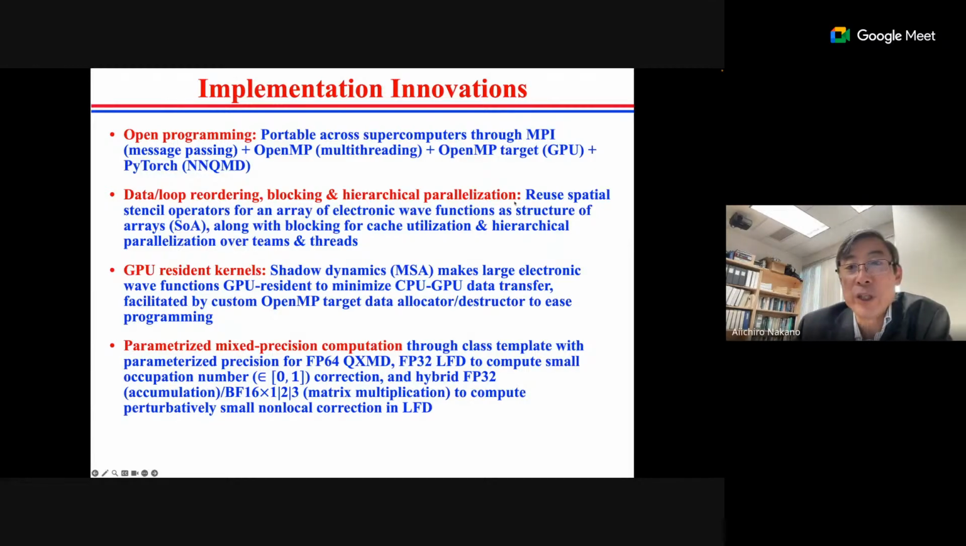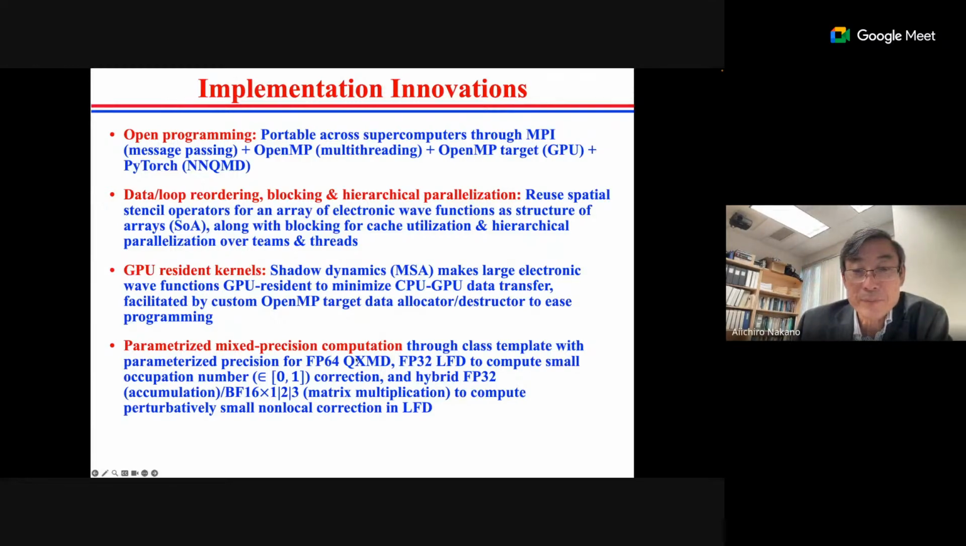In addition, we reuse the spatial stencil operator for this finite difference for an array of electronic wave functions. It's called structure of arrays, SoA, along with blocking of the data for cache utilization, and hierarchical parallelization over teams of threads and then threads on the GPU. Also our shadow dynamics metamodel-space algebra makes large electronic wave functions GPU resident. Therefore there's no CPU-GPU data transfer of the big data, which is facilitated by our custom OpenMP target data allocator and destructor.